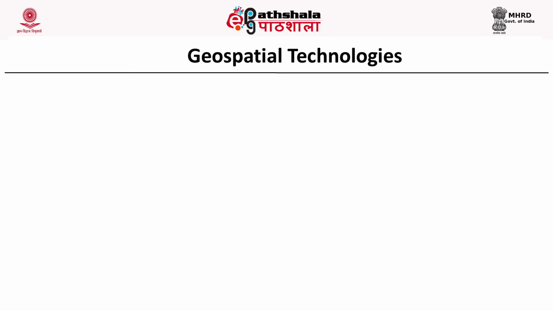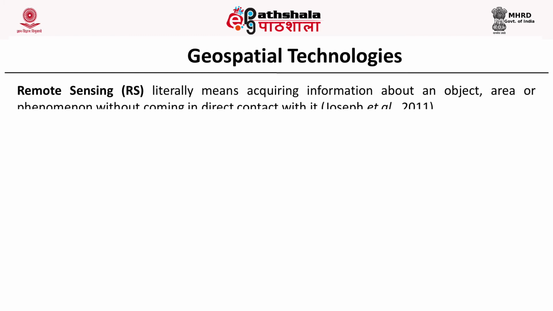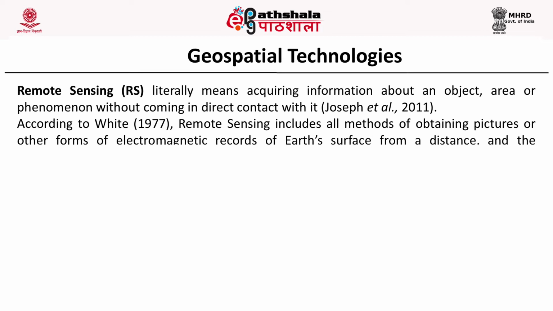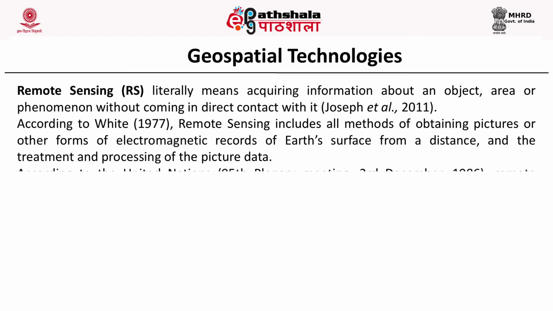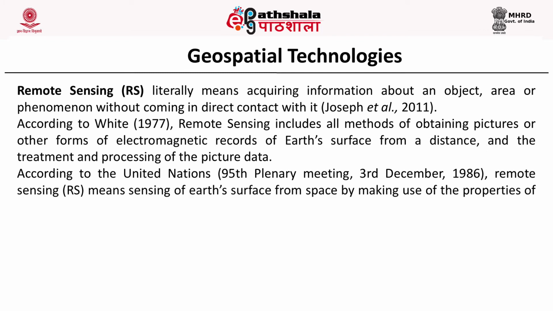Now coming to geospatial technologies and a brief overview of these technologies. The first one is remote sensing. It means acquiring information about an object, area or phenomena without coming in direct contact with it. According to White, remote sensing includes all methods of obtaining pictures or other forms of electromagnetic records of Earth's surface from a distance, and the treatment and processing of picture data.